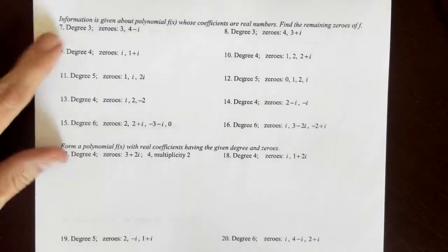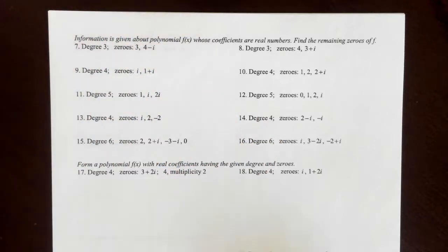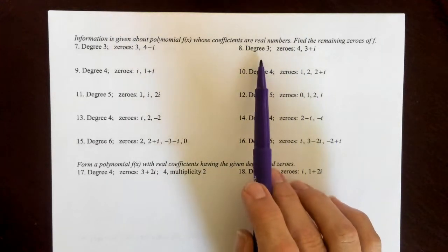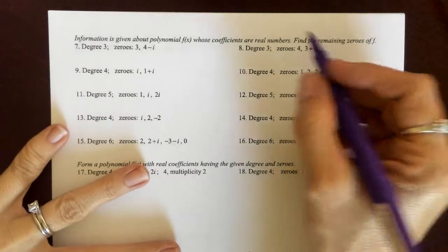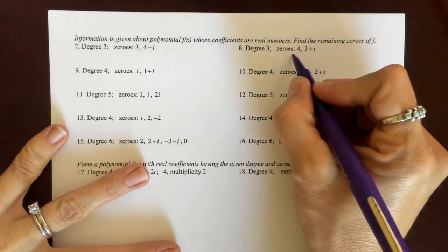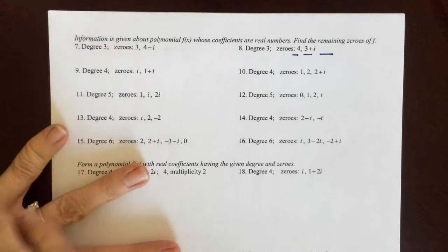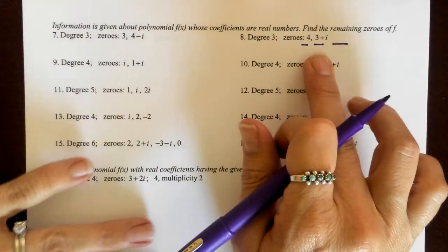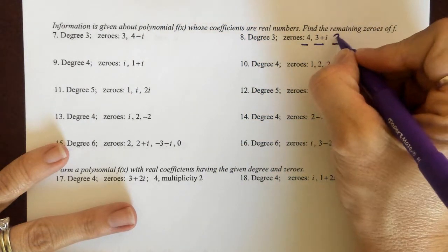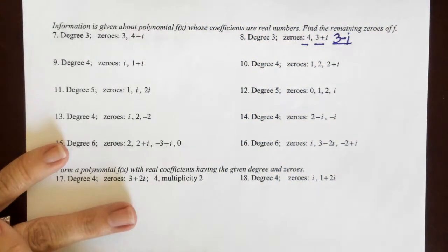So, when we're looking at the section in the homework from 7 through 16, we're looking to find our conjugate pairs that are missing. So, on number 8, it says we're going to have 3 zeros, and one of those zeros is 4. Another one is 3 plus i, and if I'm going to have a degree 3, meaning 3 zeros, I have to have 3 answers. Well, anytime you have a 3 plus i, we need what we just called the conjugate pair, so I also need a 3 minus i.